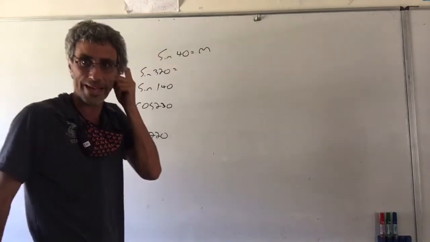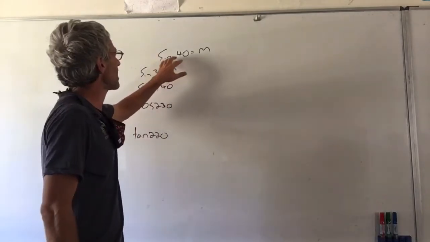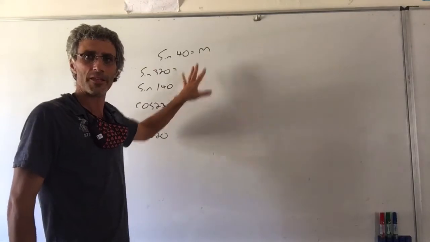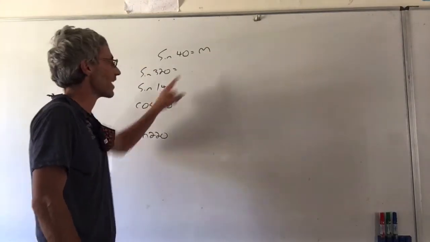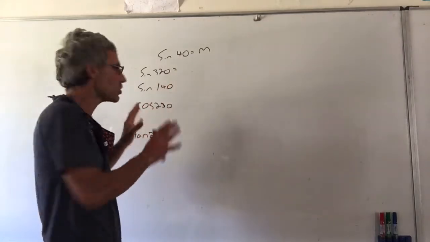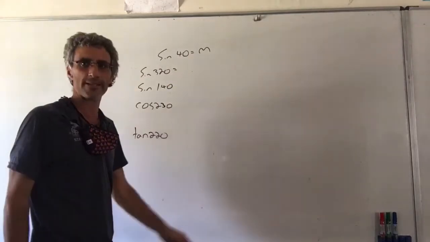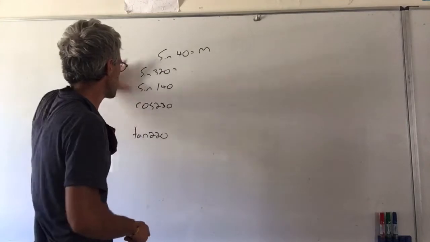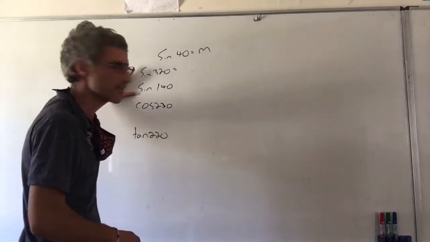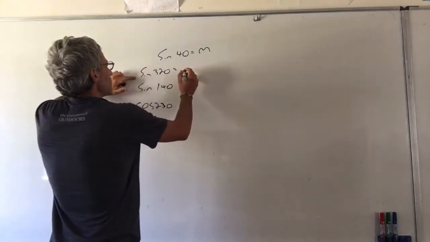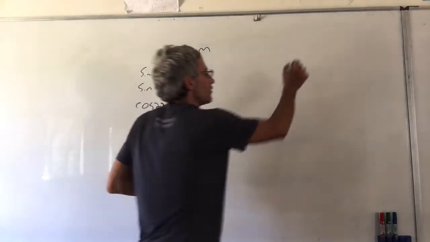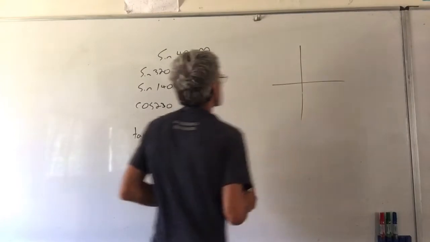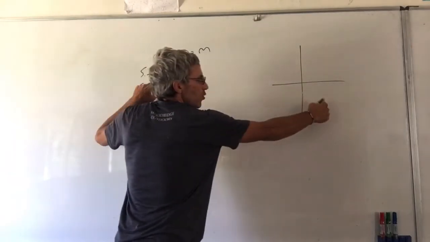So another example. We're told that sine 40 is m, and the instruction we're given is to express these trig values in terms of m. So I repeat, you can't just put sine 320 in your calculator. The first two are really easy. For sine 320, we want to reduce it to an angle in the first quadrant. 320 is in the fourth quadrant.